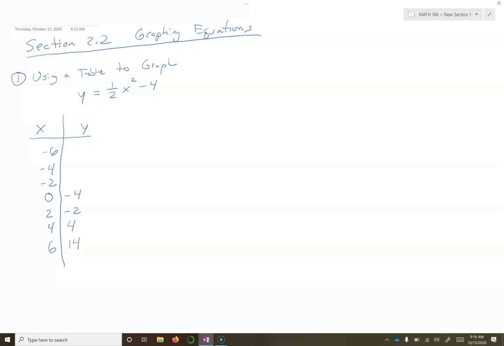Now, because I'm squaring the x coordinates, it doesn't matter if they're negative, right? Because those negative signs are going to go away. So for negative 2, I'm still going to get a negative 2 for y. For negative 4, I'm still going to get 4. And for negative 6, I'm still going to get 14. So now we have all these coordinates.